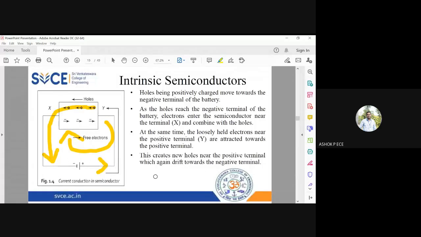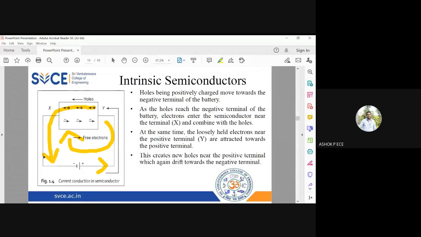So when I give some energy to the semiconductor, this movement of electrons and holes will take place. Holes will move towards the negative terminal of your battery, and electrons will move towards the positive terminal of the battery. So you will have two currents. One is the current due to electrons, another is the current due to holes. So the total current will be equal to the current due to electrons plus the current due to holes.